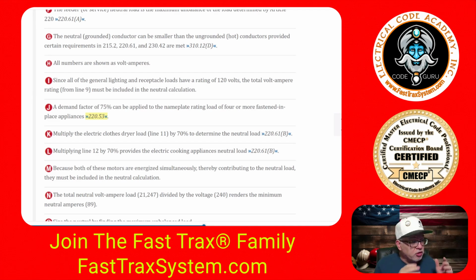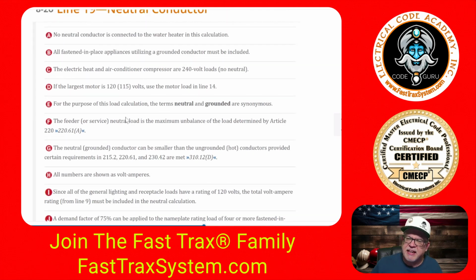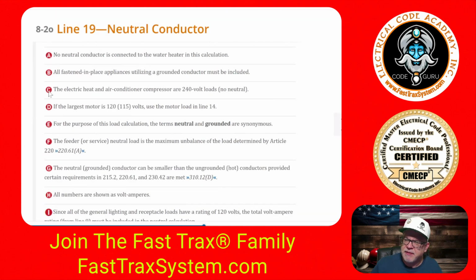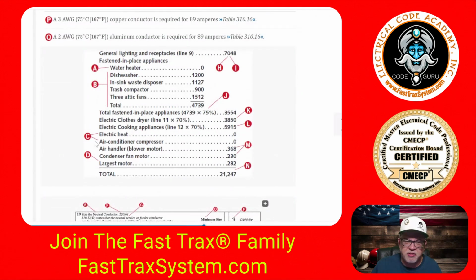I used to always say what's good for the goose is good for the gander. So if you can apply the demands to the ungrounded hot conductor sizing, then you most certainly can do it for the neutral conductor sizing, okay? All right, the next thing would be item number 3, and again, this is going to be the heat or the air conditioning. So let's go down here and see which one, right here, C. And the heat, 0, air conditioning compressor, 0.